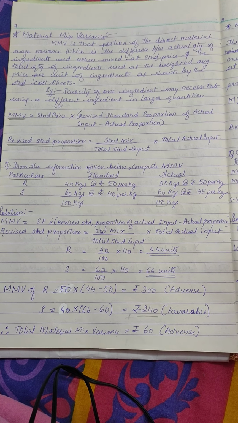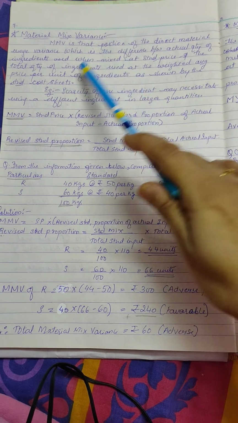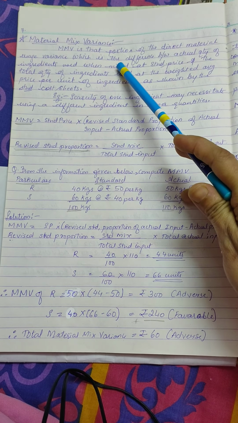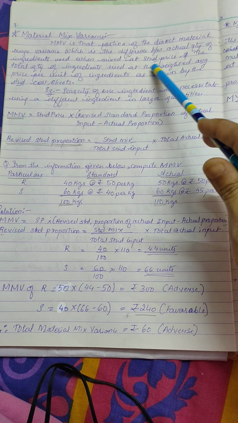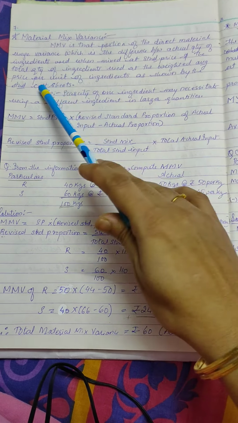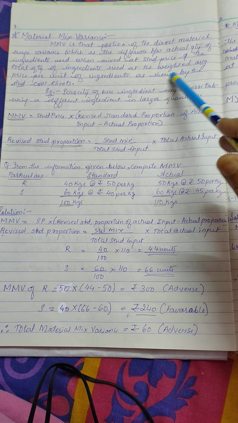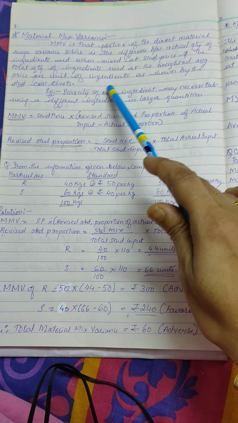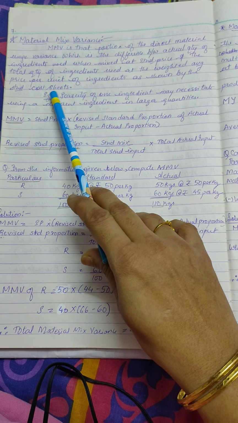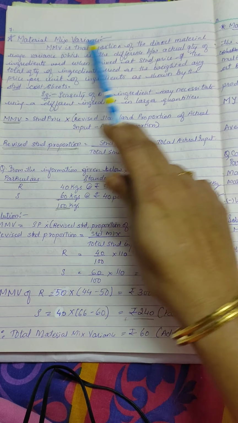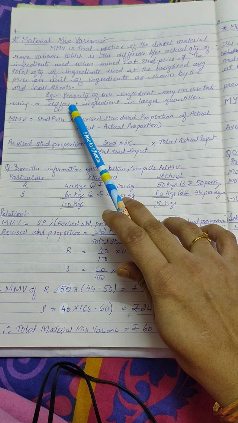Material mix variance is that portion of direct material usage variance which is the difference between the actual quantity of ingredient used when mixed at a standard price and the total quantity of ingredient used at the weighted average price per unit of ingredient as shown by the standard cost sheet. This meaning can be understood with an example.